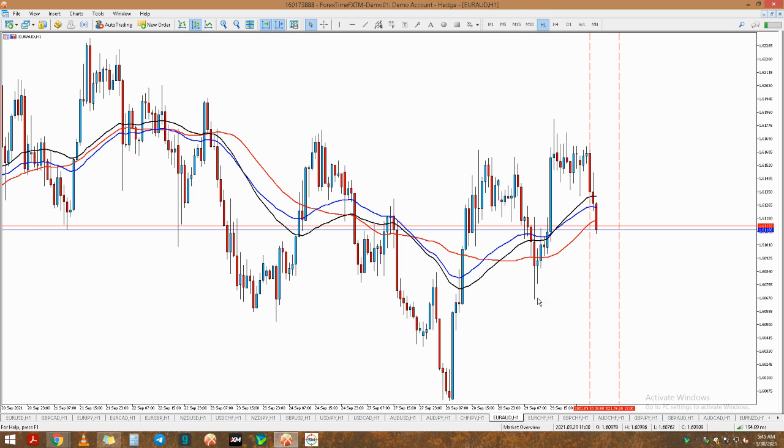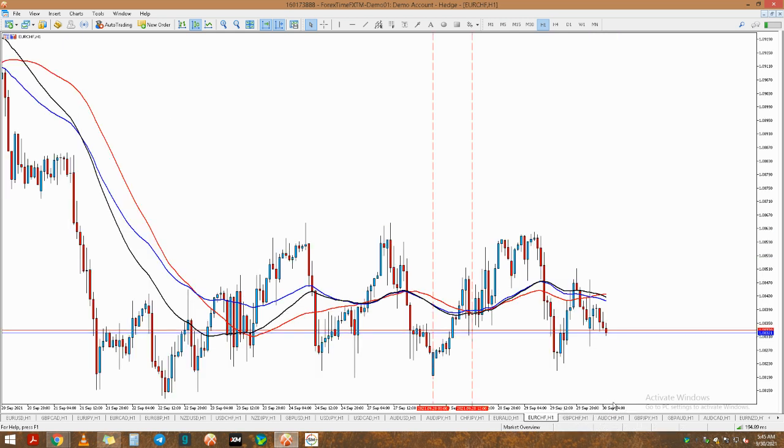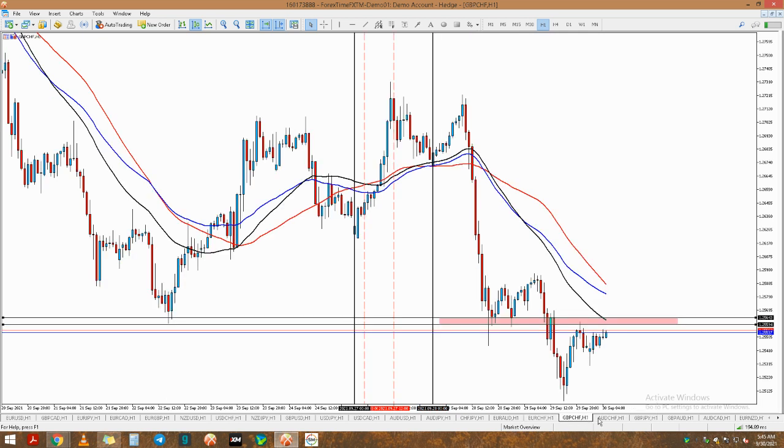Euro Audi, there is nothing. Euro CHF, we don't have anything interesting. GBP CHF, of course, we have something interesting. If I extend this zone to the left, you should be able to see there is a possibility we might get a push down from this area. So this is also another potential trading opportunity.